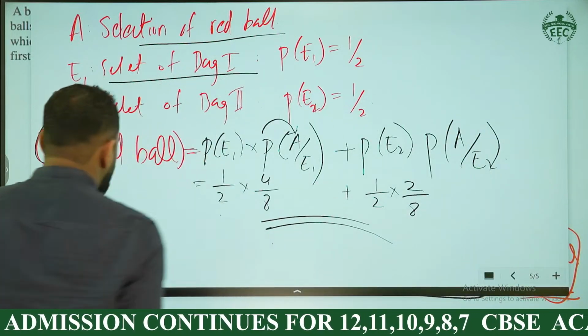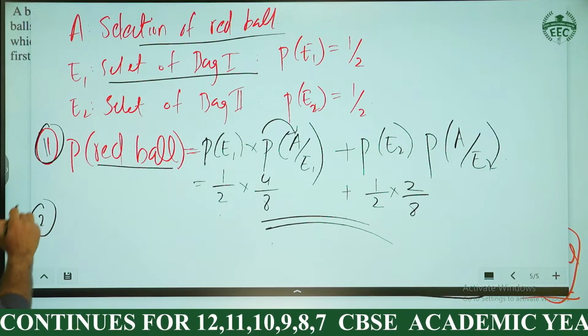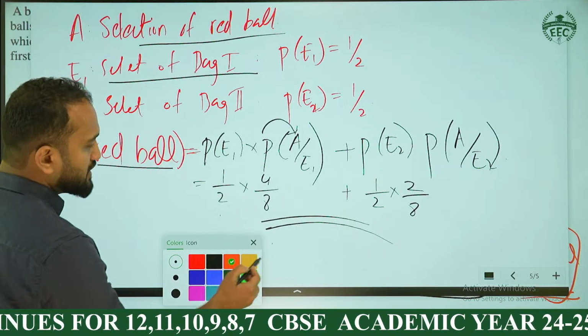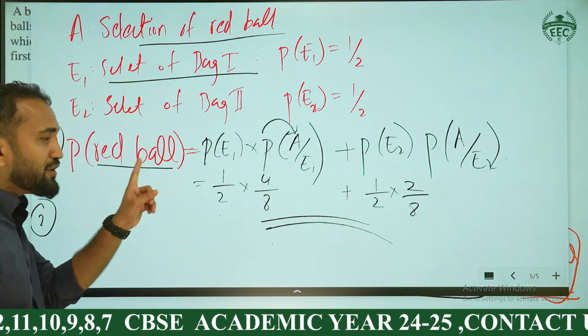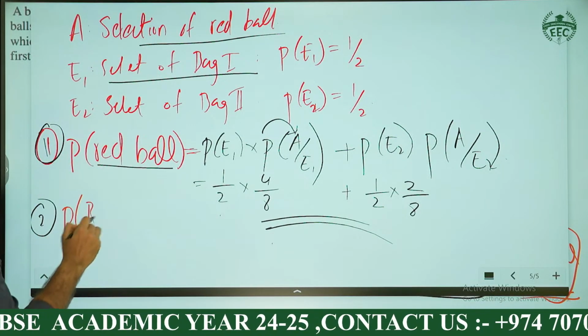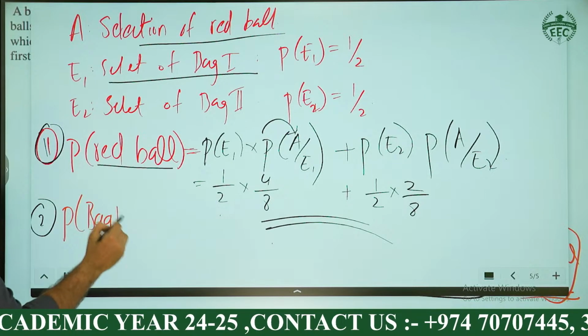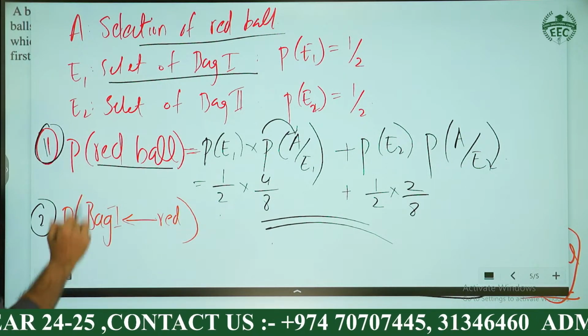after getting the probability of selection of a red ball, you can expect a reverse algorithm. What is a reverse algorithm, guys? If it was found to be a red ball, tell me what is the probability that the drawn red ball was from bag number 2. P of bag number 1. If it is bag number 1, the drawn red ball was from bag number 1.